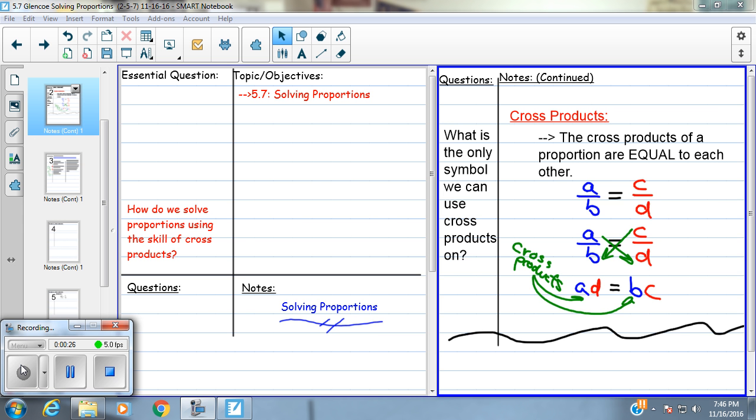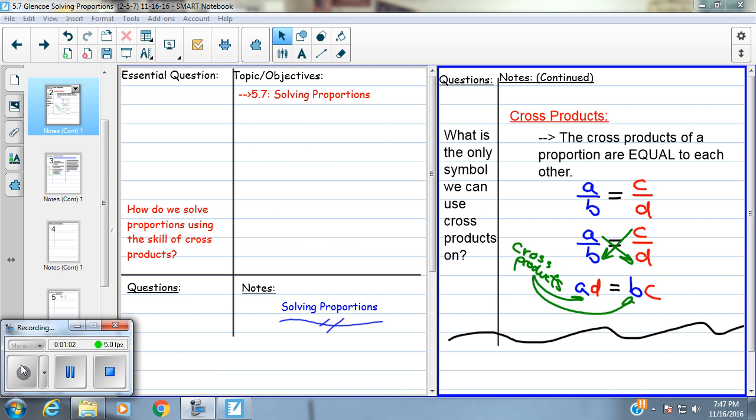Okay, welcome back, students. So this is lesson 5.7 in our textbook, and we are learning to solve proportions. Our essential question is how do we solve proportions using the skill of cross products? We can use the word cross when we talk about this one. Cross products are created when we have two ratios set equal to each other. So what symbol do we have to use this skill on? You're right. We have to use this skill on the equals sign.